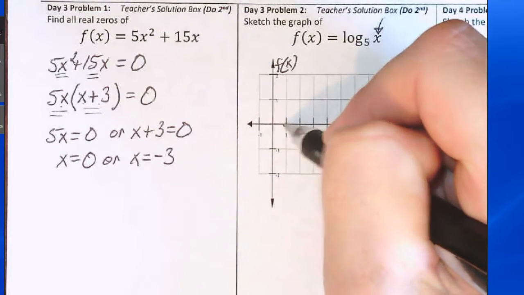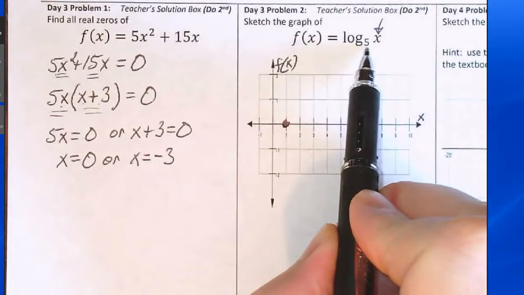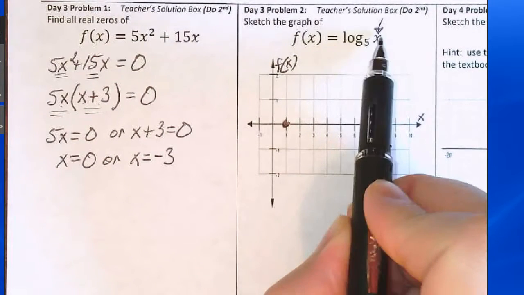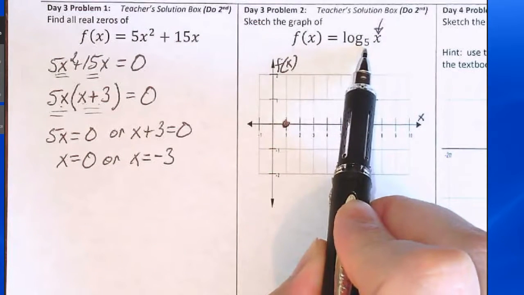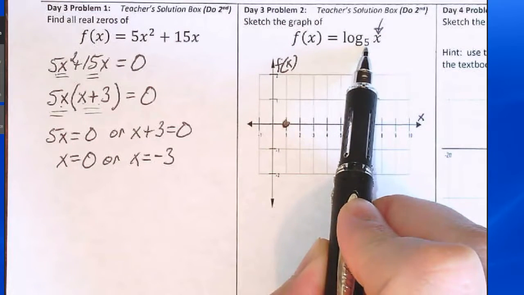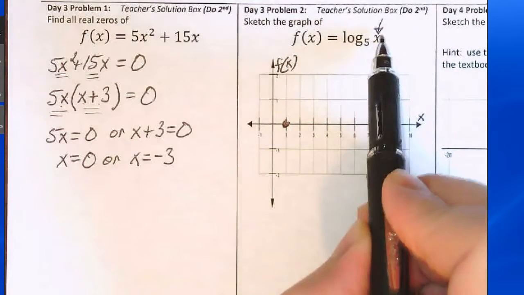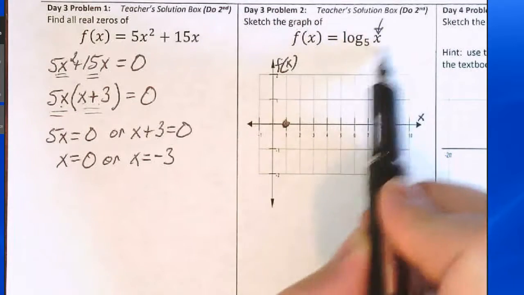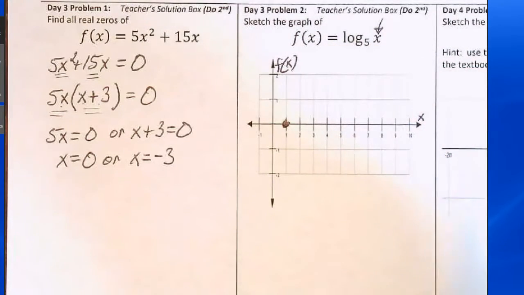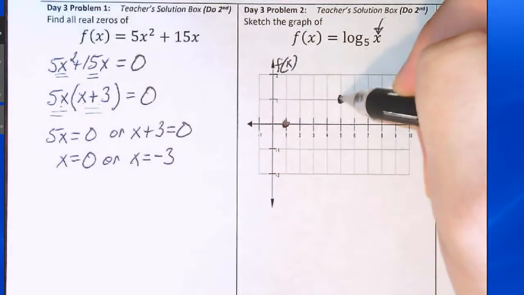1 comma 0 is located right there. Now, when the base is 5, another good number to use for x is 5, because we can take the base 5 and ask ourselves, 5 to what power makes 5? 5 to the first power makes 5. So when x is 5, this function turns out to be 1. 5 comma 1 is a dot on the graph.